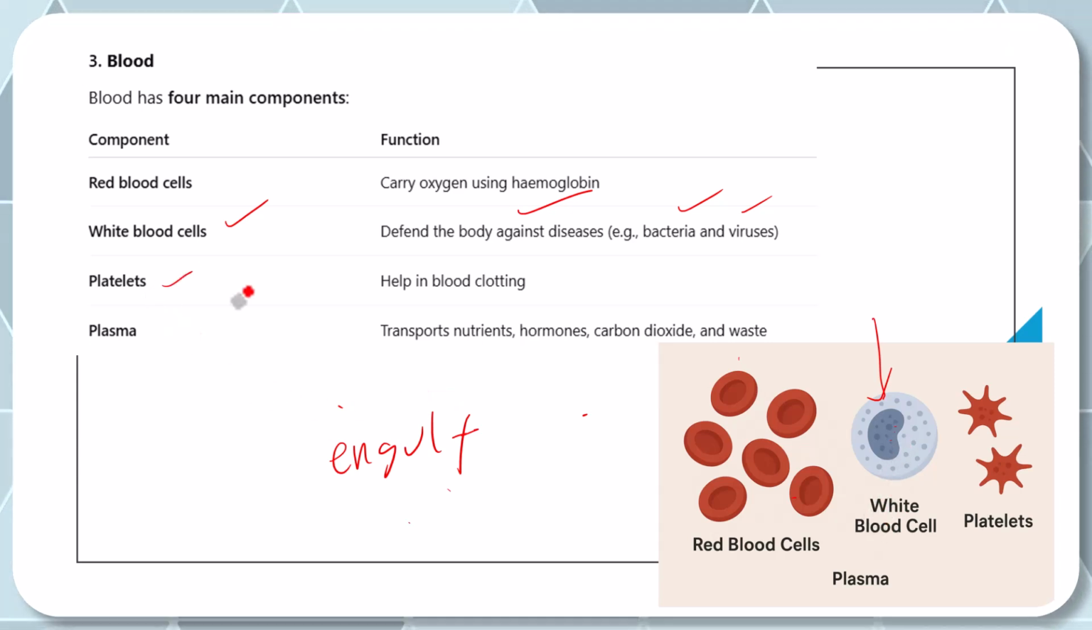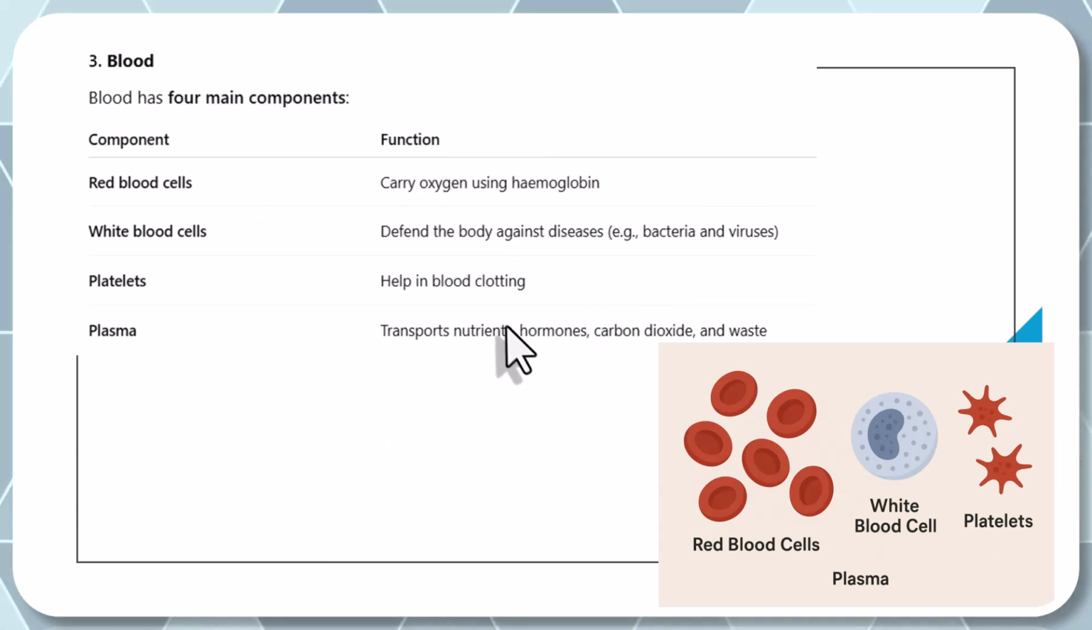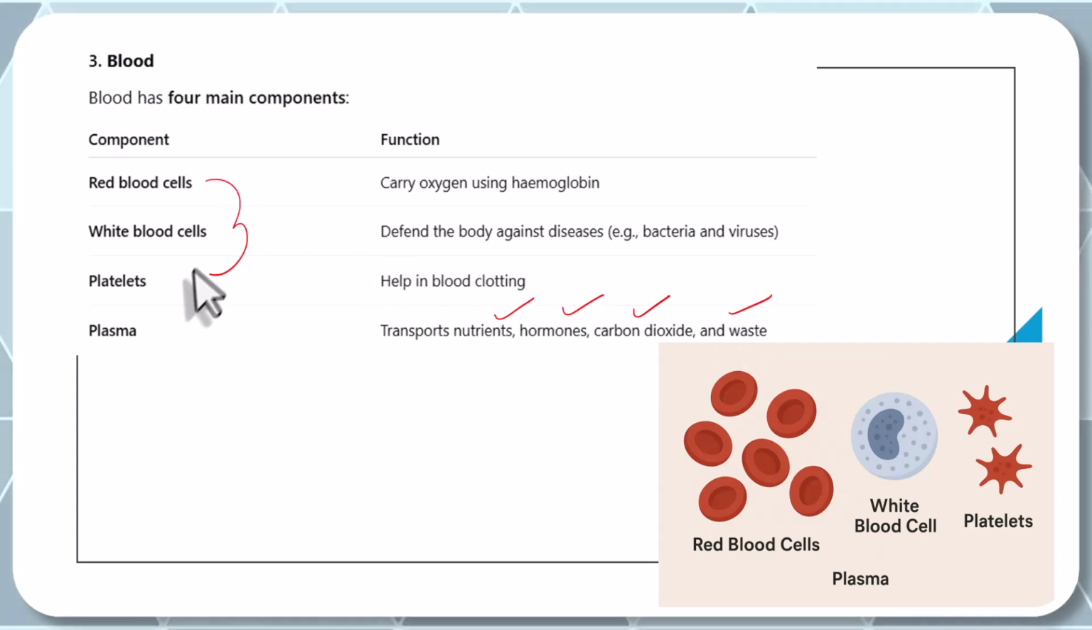Then we have the platelets. The platelets help the blood to clot, so then you don't bleed. When you have a small cut, that needs to clot, that needs to dry up quickly. Otherwise, you can lose a lot of blood. And the plasma is the liquid part of blood that carries everything. It carries nutrients, hormones, carbon dioxide, waste, and even the other blood cells are suspended in plasma.